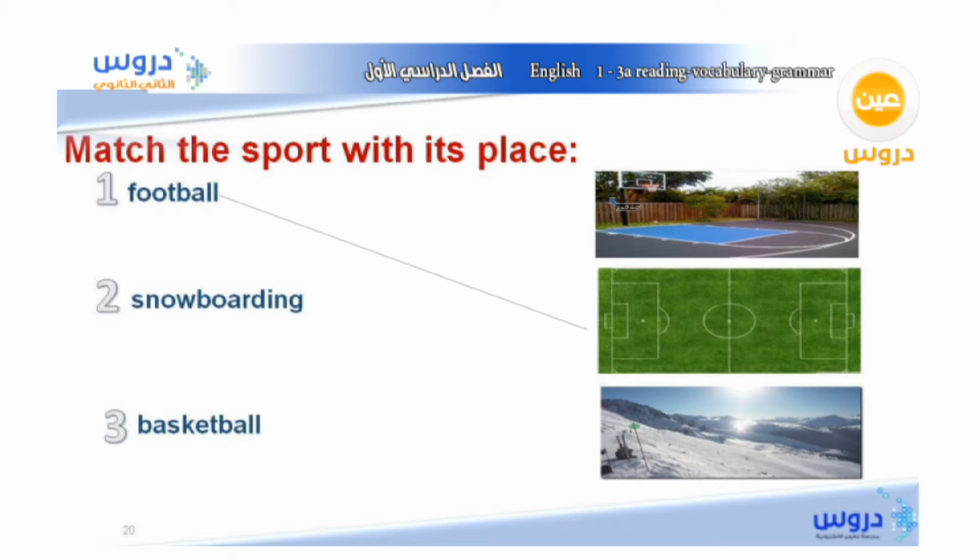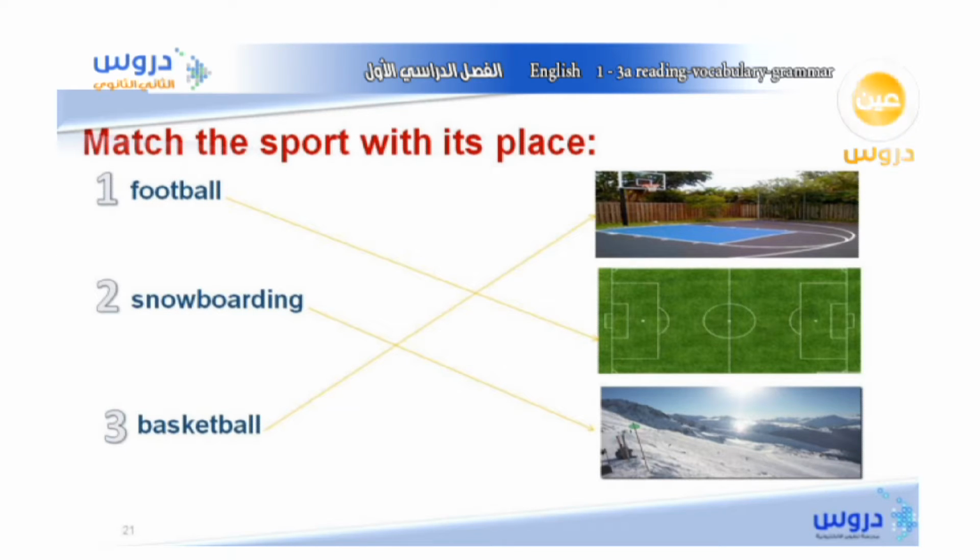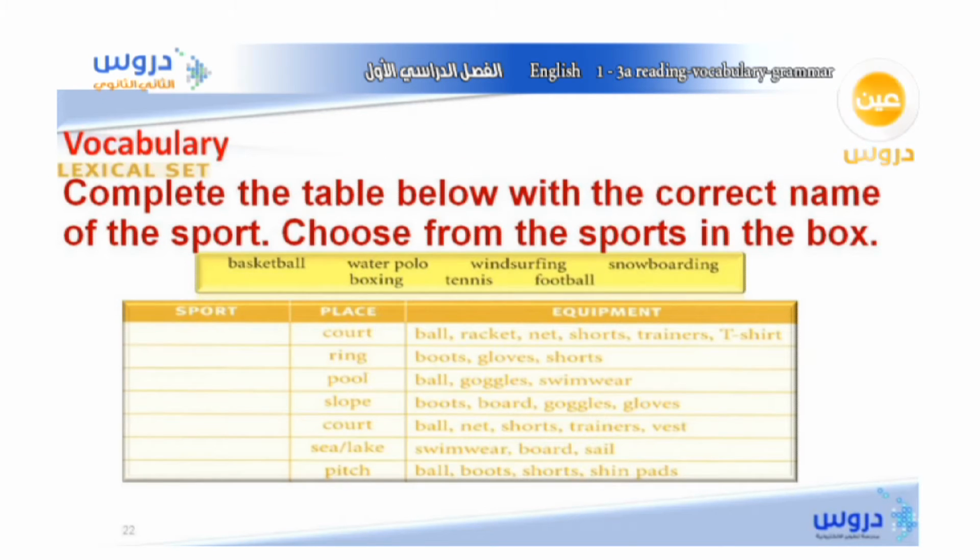How to do this exercise? Read the place and read the equipment and decide what sport is suitable for the sentences. Okay? So I'll leave 1 minute for you if you want. We can answer one sentence together. For example, ring, boots, gloves, shorts. Just imagine what type of sport.